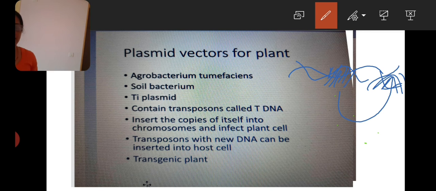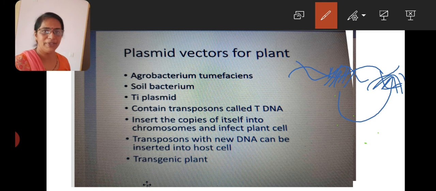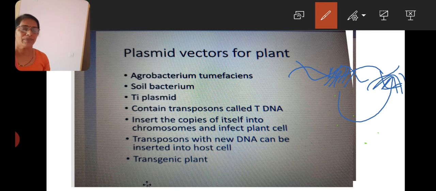Trans means transfer. The DNA that transfers its own position is called the transposon. Who transfers its position? Itself. It transfers its own position, that's why it is called the transposon.